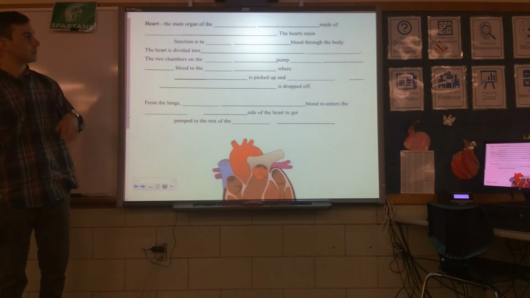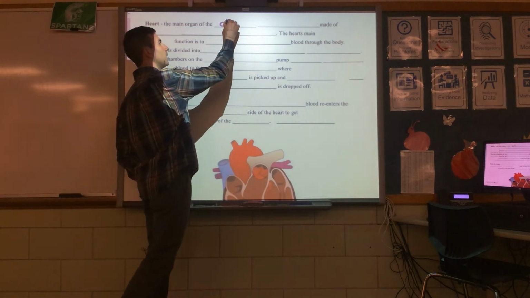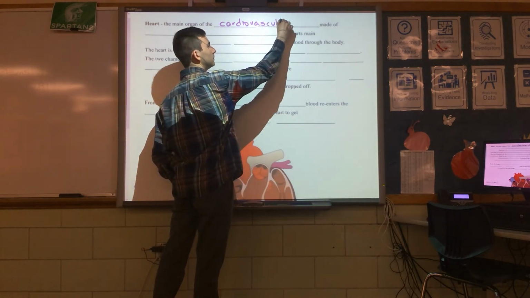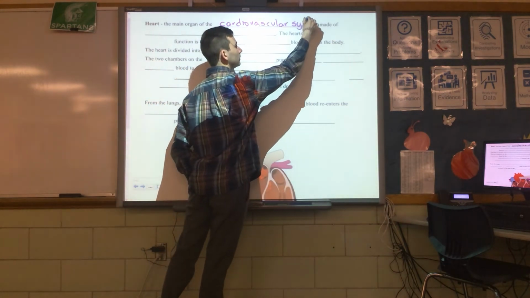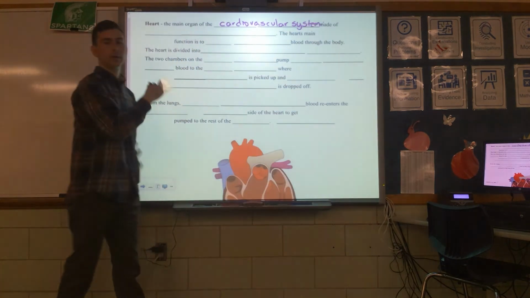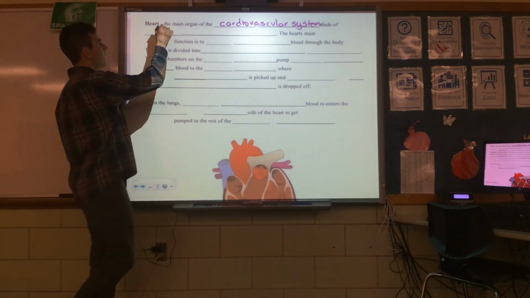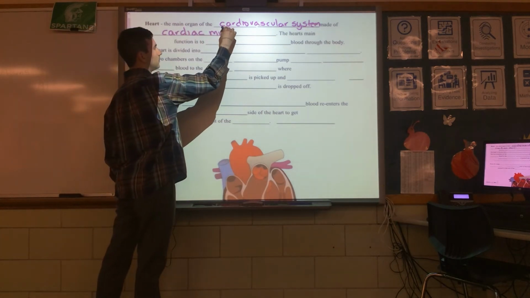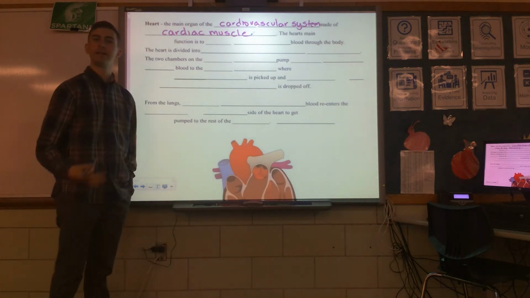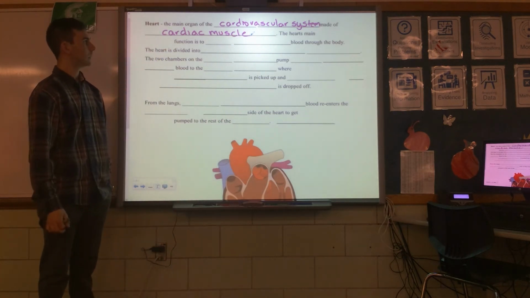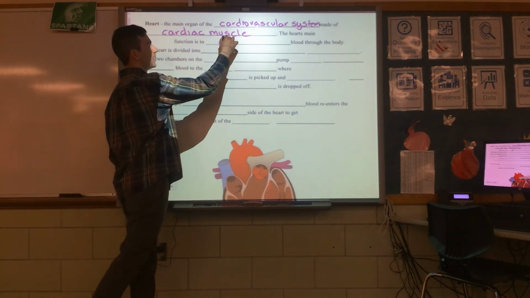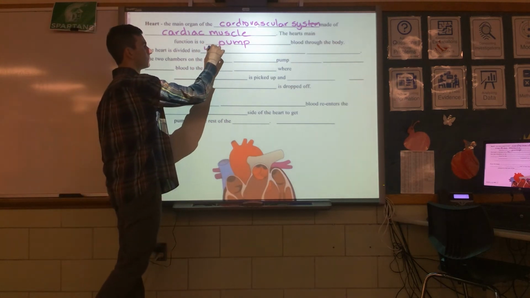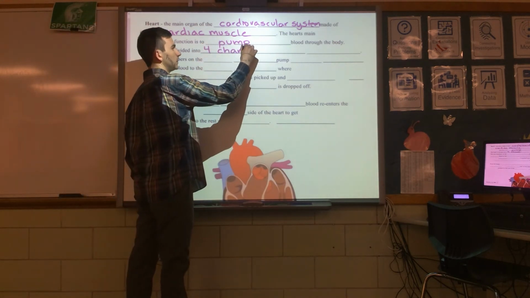And then finally we have our heart. The heart is going to be the main organ of the cardiovascular system, or we could say circulatory system. And it's going to be made up of cardiac muscle. Remember, that's that involuntary muscle that works on its own. The heart's main function is to pump blood throughout the body, and it's divided into 4 chambers.